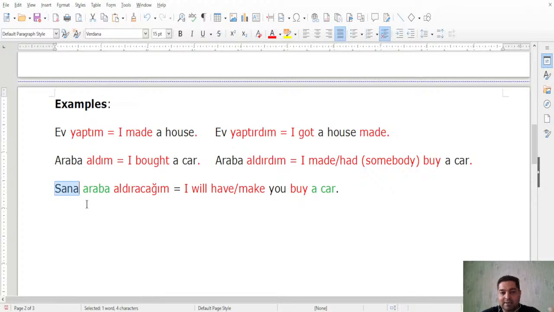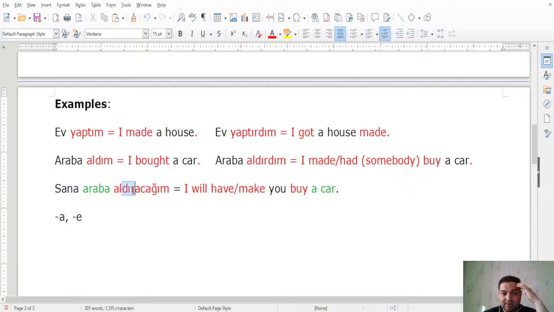We add the endings a or e to the end of those nouns, and that's a dative case. Okay, dative case gets these two endings, a, I'm writing it down, or e. So you have to add this a or e to any word if you want to mean whom you made do it. In this case here you see sana, it is the dative case of sen, right? Sana araba aldıracağım, and here you see aldır.